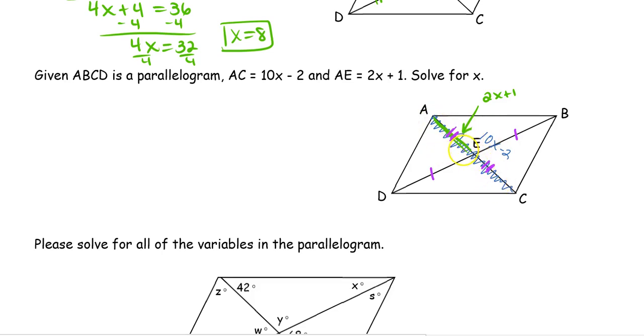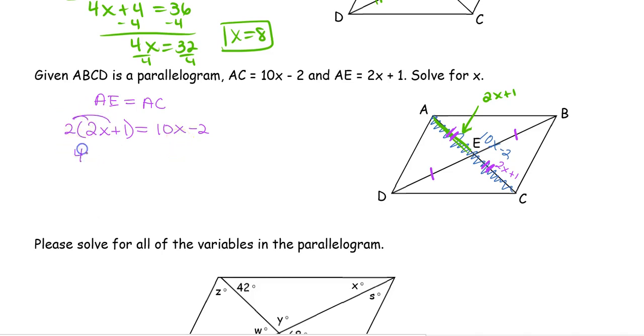I have AE. I'm not going to say that AE is equal to AC. 2x plus 1 is not equal to 10x minus 2. Because remember, equal means the same amount, and AE is just part of the whole AC. But because it's bisected, because we know those two segments are congruent, if this is 2x plus 1, then this also has to be 2x plus 1. So we can either add it twice, or we can say that it takes 2 of those segments, 2x plus 1, to equal 1 of the whole segments of 10x minus 2.